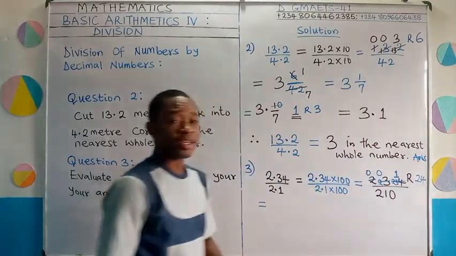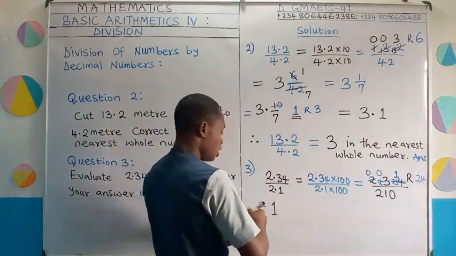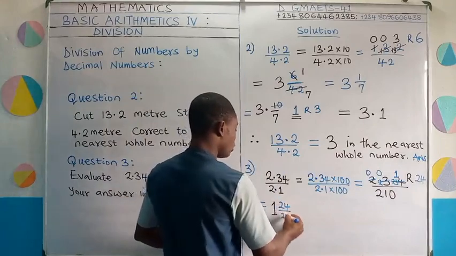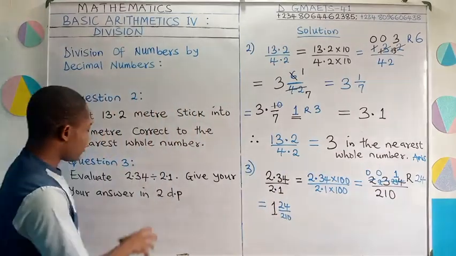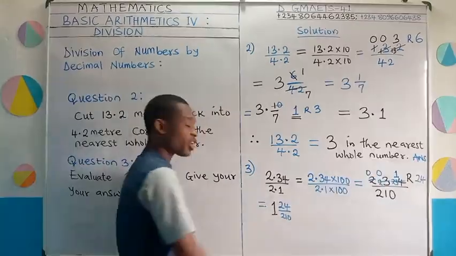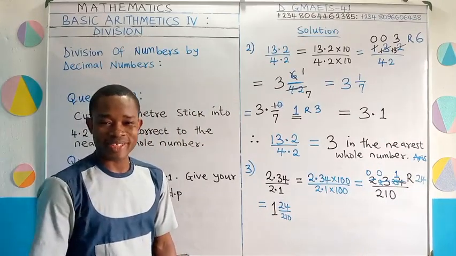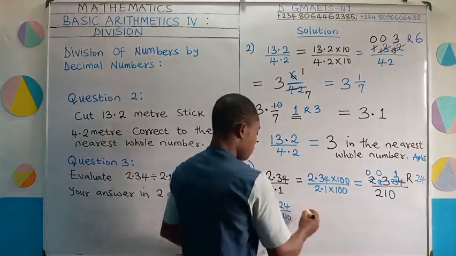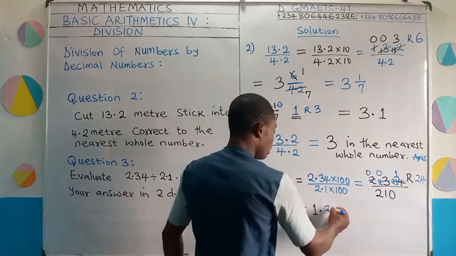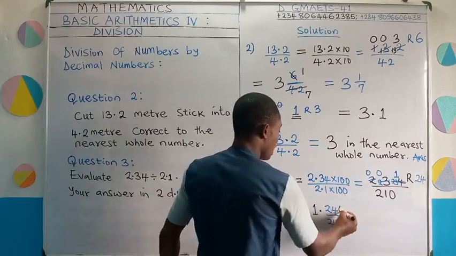What do we do with the remainder? But if you look at this, the answer of this is going to be one whole number, 24 over 210. Now, if I am to get my answer in 2 decimal places, 2 dp, it means this mixed fraction will be changed to a decimal value, which I've taught you how to do already. So let us do that quickly and see. This is equal to 1.24 all over 210. Then we're going to attach 0 to that 24.